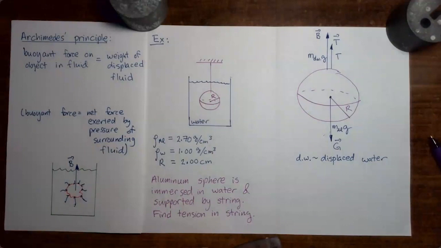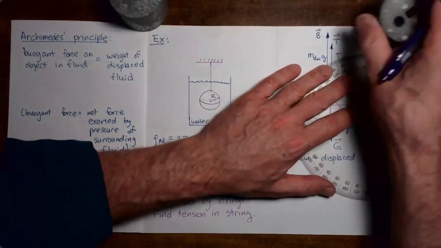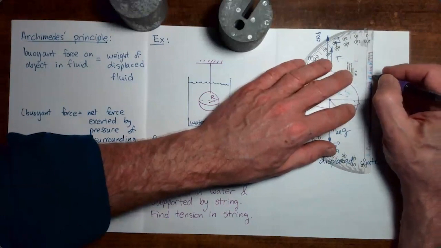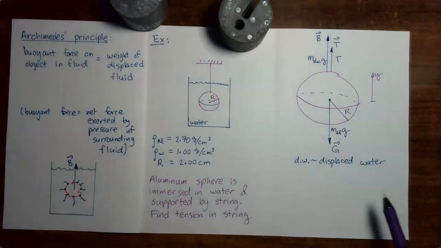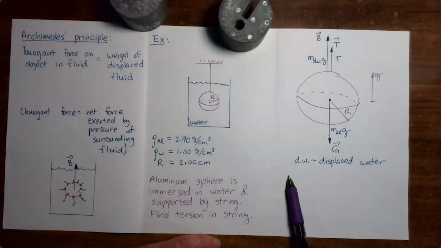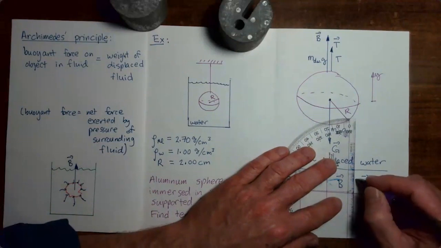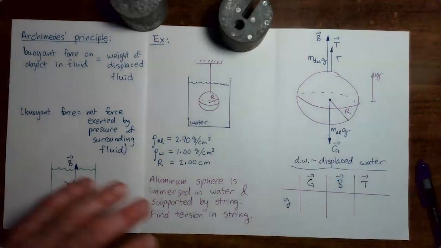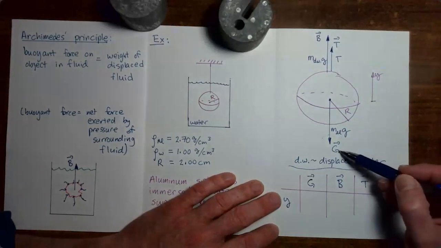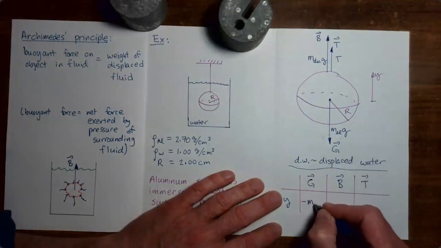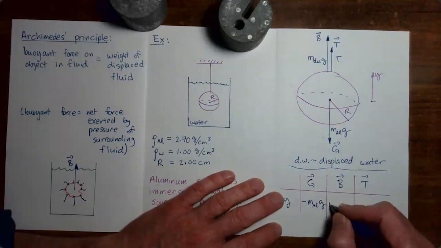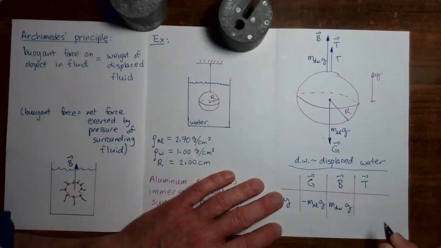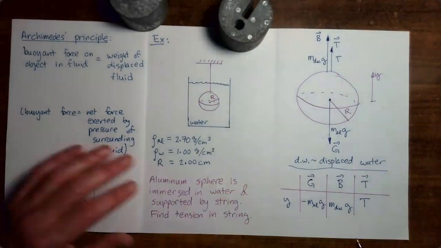Let's proceed as usual. We're going to start by putting in a y-axis. Now, in this problem, there's nothing happening in the horizontal direction, so I only need my y-axis pointing upward in the vertical. And then, as usual, we can set up our grid where we're just going to have the one row for the y components of the forces. So the y component of the gravitational force is minus the mass of the aluminum sphere times little g. The magnitude of the buoyant force is the mass of the displaced water times little g. Magnitude of the tension force is T.